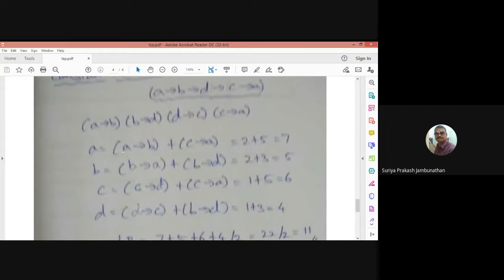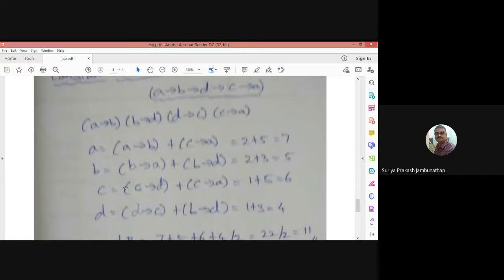Okay. So when you are taking A, the node A deals with A to B, then C to A. These two we are taking, and we are calculating the answer for this. A to B value is 2, C to A value is 5. We are getting 7. When you are taking node B, B to D, and another is A to B. So A to B and B to D we are taking. A to B we are writing as B to A. So B to A value is 2 and B to D value is 3. So 2 plus 3 is 5.